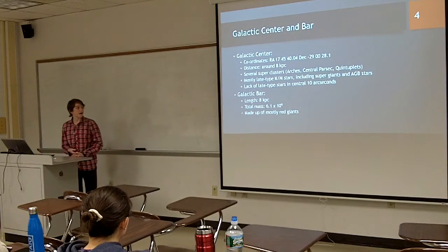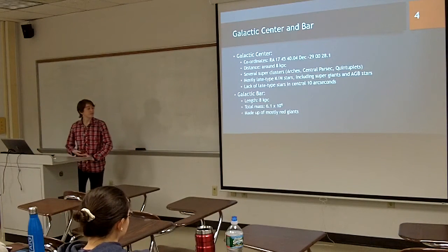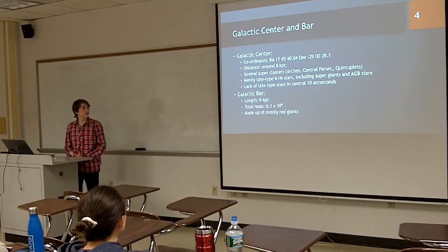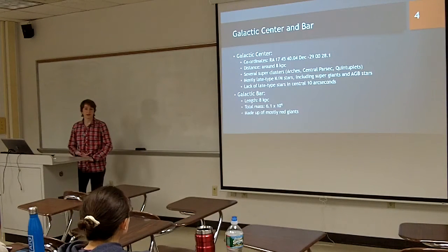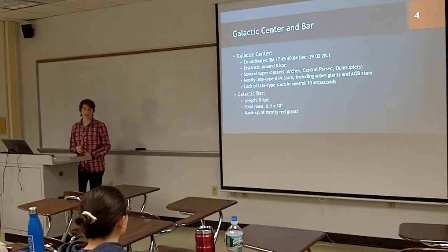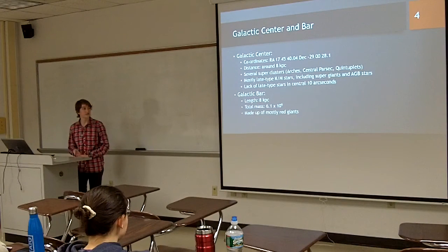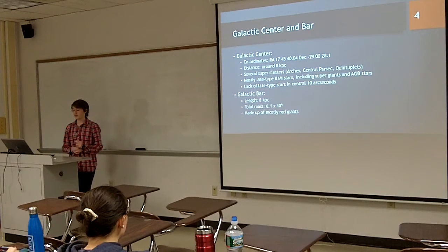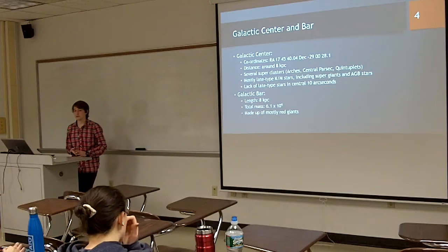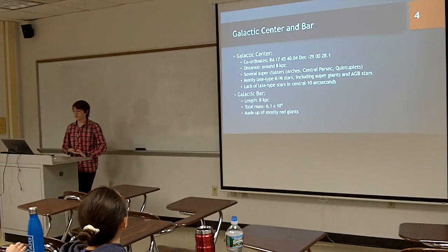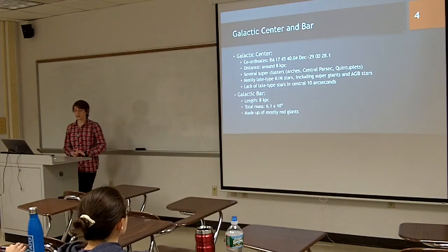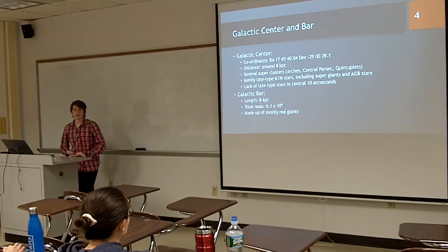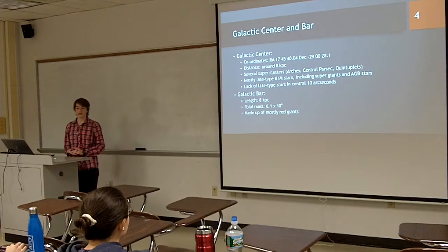So some facts about our galactic center bar. The galactic center is around 8 kiloparsecs away, depending on your source. It can range from about 7.5 to 8.5. There are several superclusters within it. I'm going to talk about the Arches cluster, the central parsec, and the Quintuplet. It's mostly late-type KM stars, including supergiants, which are about 3 to 7 million years old, and AGB stars, about 100 million years old. And there's a lack of late-type stars in the central 10 parsecs.